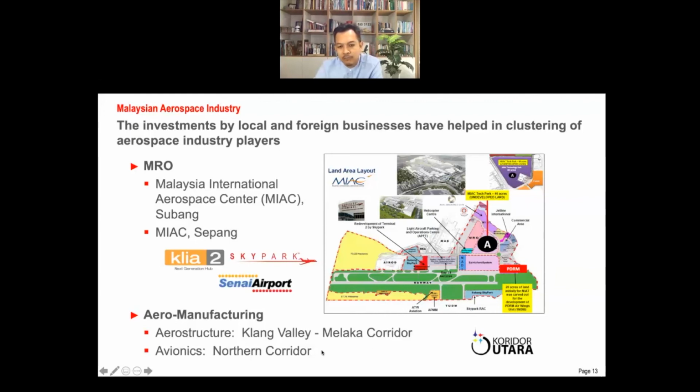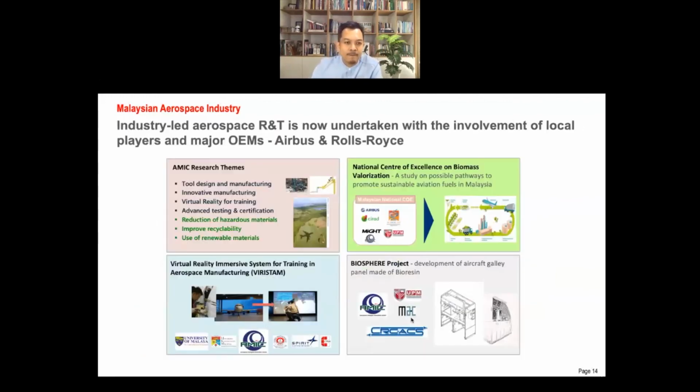Now we also have Negeri Sembilan, near the Labu Sendayan area, also being dedicated for aerospace activities. And we also have Corridor Utara, and more of what we call an aerospace park being introduced throughout Malaysia.